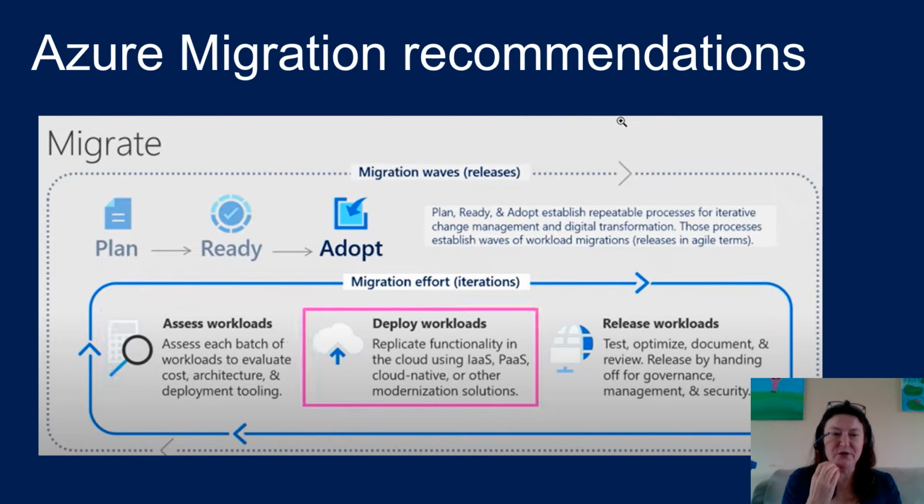For each one of those, you do some planning. You get ready, you adopt, and then in the adopt phase, you have a number of iterations, which is the migration effort itself. So iterations pretty much are similar to sprints. For each iteration, you're going to assess the workload, you're going to deploy the workload, and you're going to release the workload. So this is how they do their migration efforts in iterations.